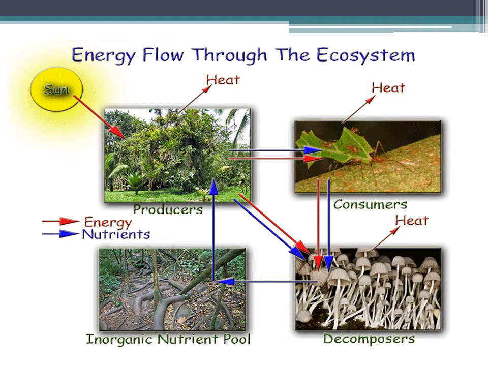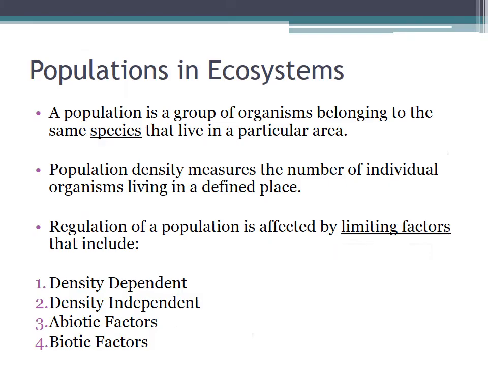So plants get the food they need, and producers, those are what plants are called, give out heat energy. Consumers give out heat energy. The consumers eat the producers. And then you look at the blue, the nutrients. It goes from producers to consumers, from consumers to decomposers, from decomposers over to the inorganic nutrient pool, and then up to producers again. And it can also go from producers to decomposers. So there are lots of different ways that energy flows through ecosystems, is the bottom line.